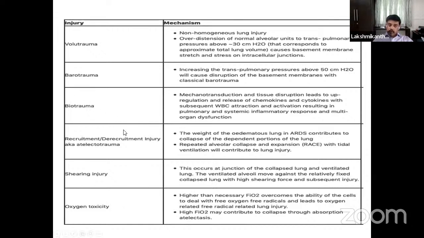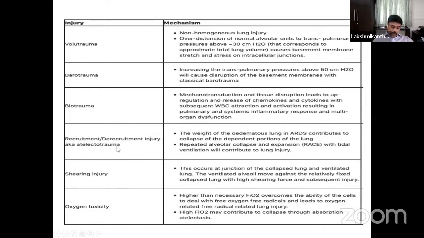Biotrauma, as was mentioned earlier, ARDS is a problem of an inflammatory response, and it causes release of chemokines and cytokines. Recently in the COVID pandemic, it was called a cytokine storm. This cytokine release can worsen the progress of ARDS. So every time you ventilate a patient with ARDS, more and more non-protective ventilation can cause more release of cytokines and worsening of the basic problem as well.